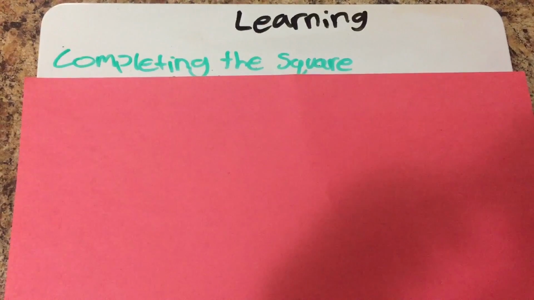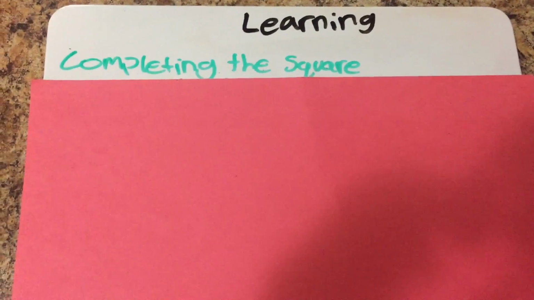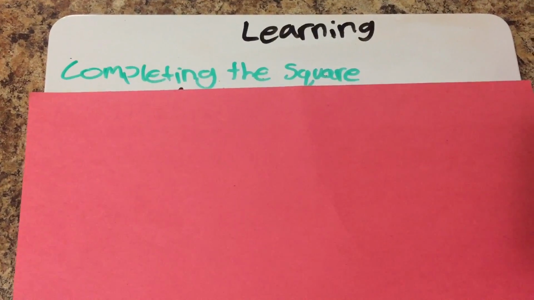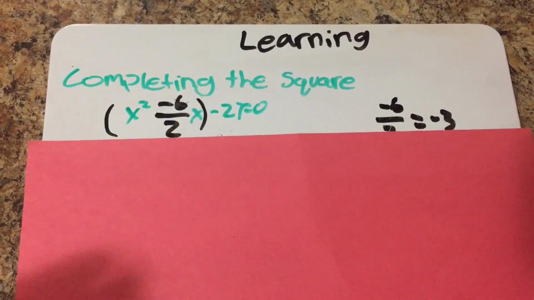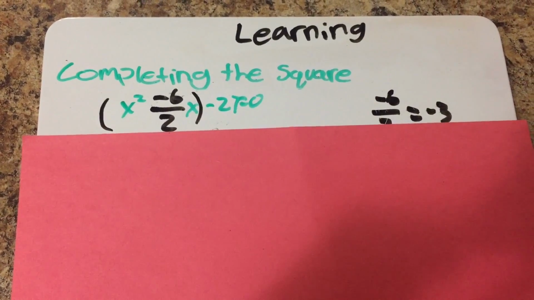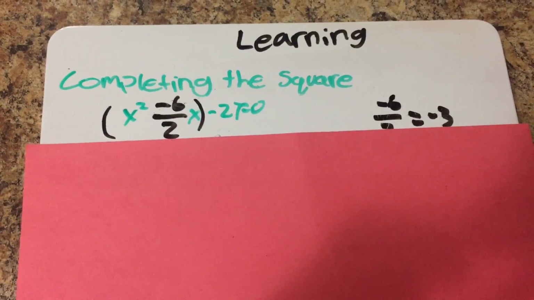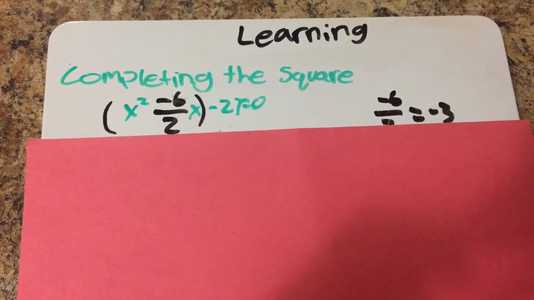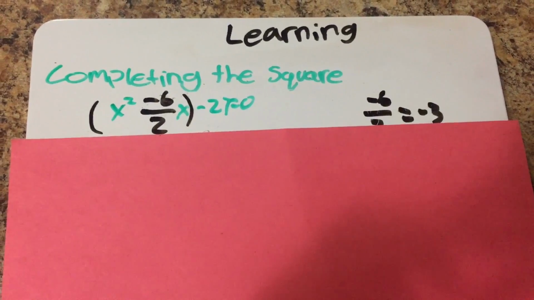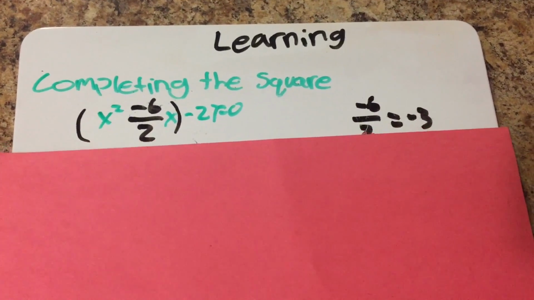Now that we have reviewed the quadratic formula and factoring, we will be learning completing the square. Completing the square is fairly simple. The equation we will be using is x squared minus 6x minus 27. First, we put brackets around the first two terms. So we have x squared minus 6x within the brackets. You take the b value and divide it by 2, so you have negative 6 divided by 2, which gives you negative 3.